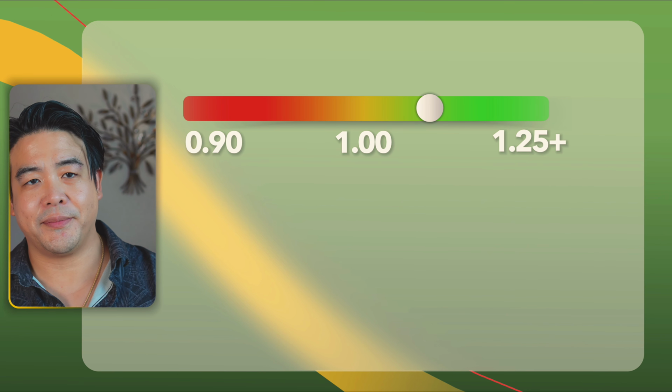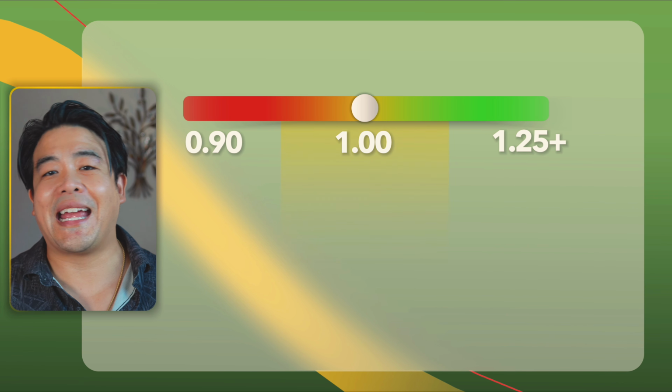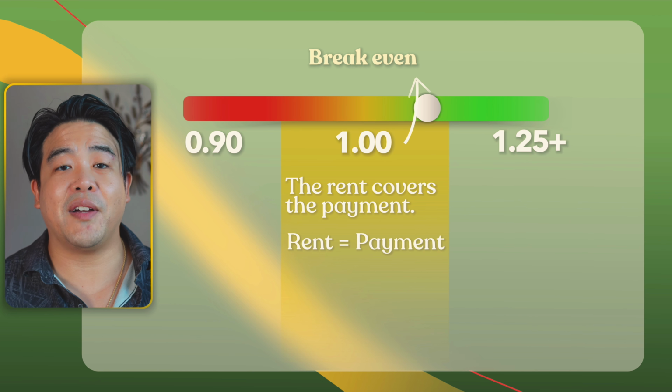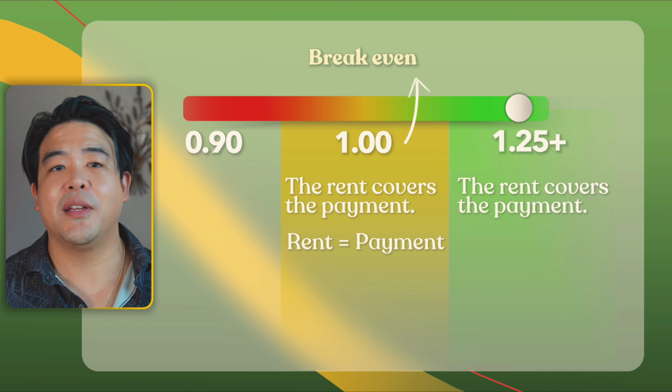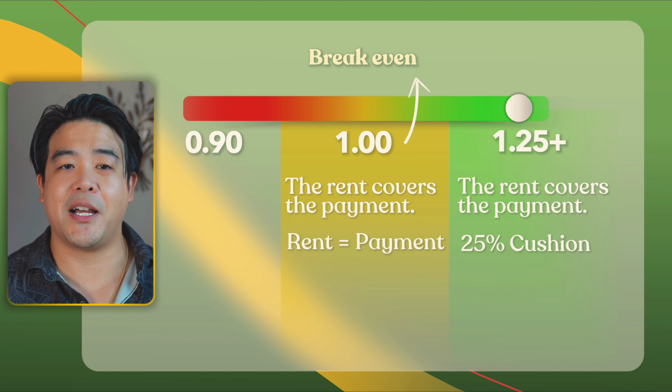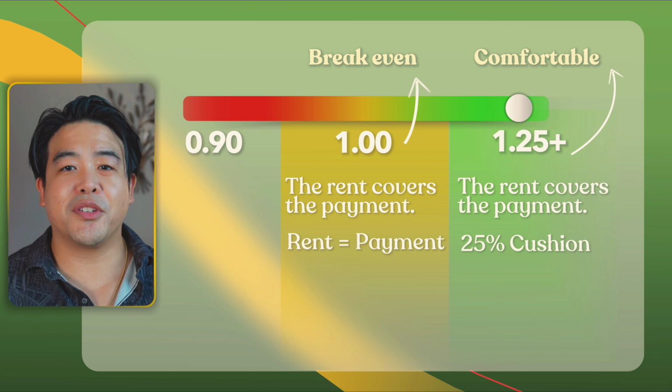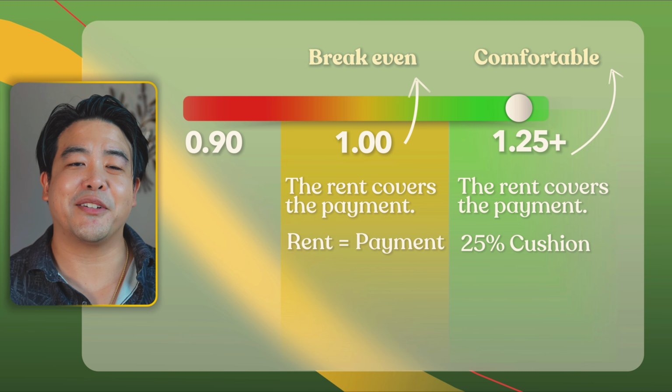Okay, back to the numbers, because this is what determines whether you get approved and what it costs. Most lenders want to see 1.0 or better. 1.0 means the rent actually covers the payment, break even. 1.25 means that the rent covers the payment with 25% cushion on top. That's a comfortable file. Generally speaking, the stronger the ratio, the better the terms a lender can offer you.